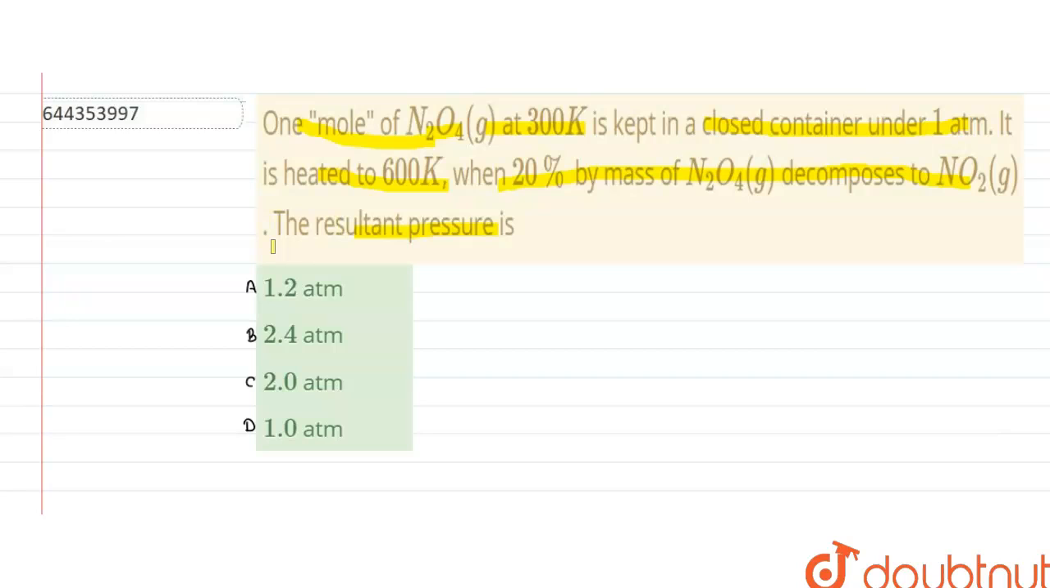So first of all, let us write the reaction itself. So we know that we have N2O4 gaseous getting converted to basically 2NO2. So this is the reaction, this is the equilibrium reaction. So now it is saying that initially we have 1 mole of N2O4. After time t equal to t, we know that this will be 1 minus x, and over here we will have 2x because we have 2 moles of NO2.